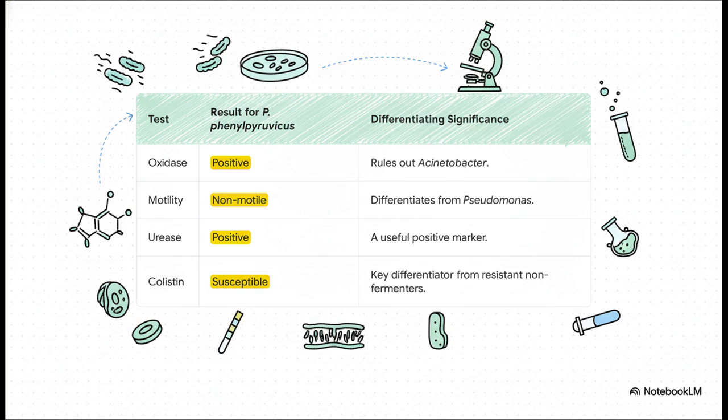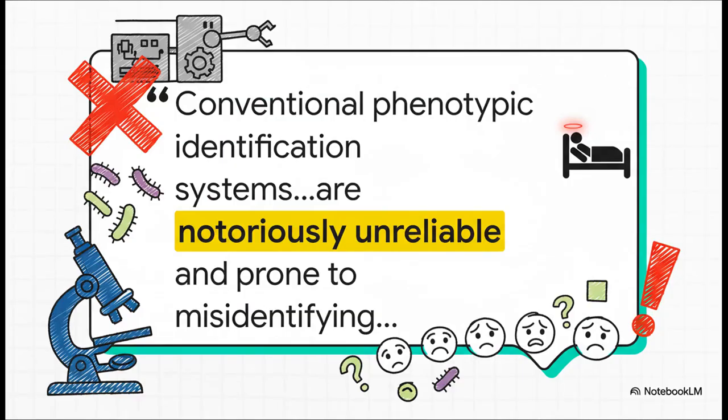Then, you add in that it's non-motile and urease-positive. Okay, good to know. But honestly, the real kicker here is colistin. It's susceptible. That's huge because it really sets it apart from so many of those nasty, intrinsically resistant non-fermenters we deal with. And this right here brings us right back to that core problem we started with.